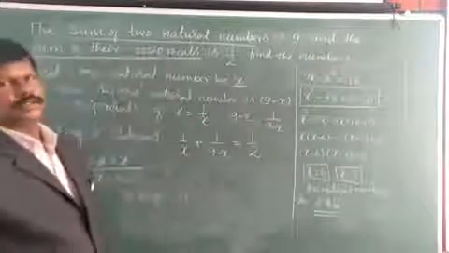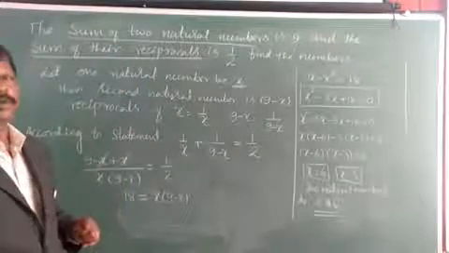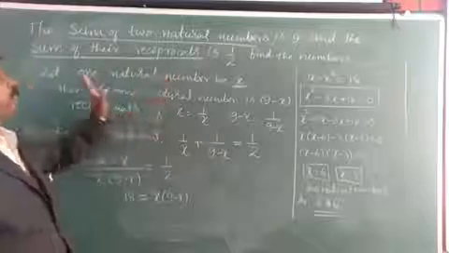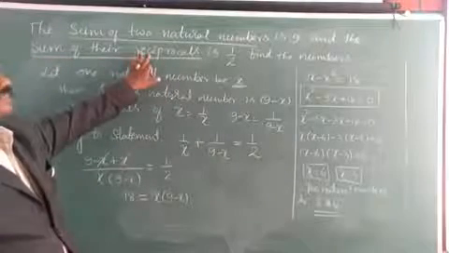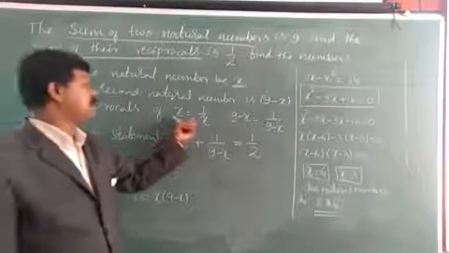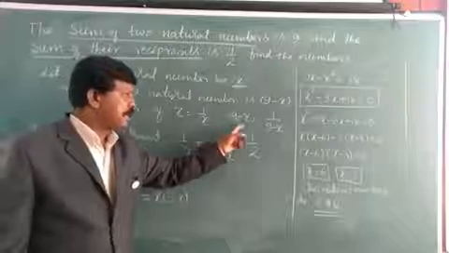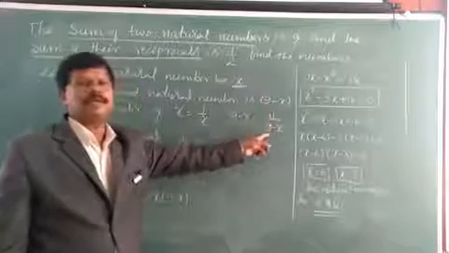3 and 6. So this is the third problem, which means one type. Here they are given the reciprocals. So when they are given reciprocals, how to take that? See, if the number is x, its reciprocal is 1 by x. If the number is 9 by x, its reciprocal is 1 by 9 by x.